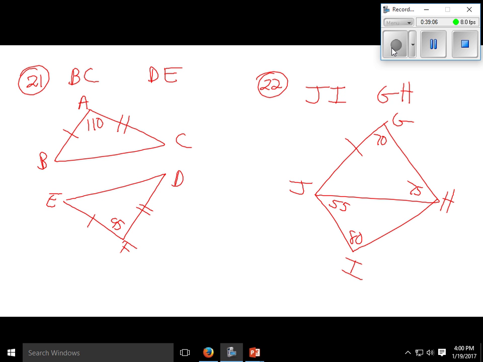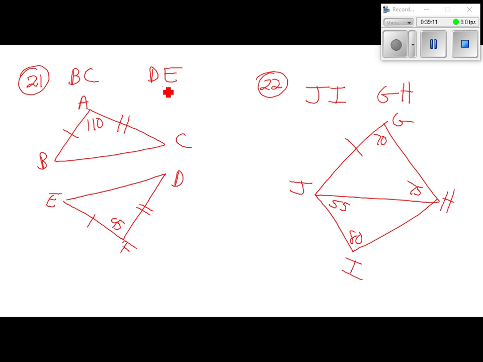On 21, they want to know which segment's bigger, BC or DE. We look at this, we see we got two sides congruent here, two sides congruent here. So we compare the angles that are between them. This is 110. So the side across from that, which is BC, should be bigger than the side across from this angle, which is only 95. So we know that BC is the larger of those two segments. So BC has to be greater than, so the open end of the alligator mouth would go towards BC.